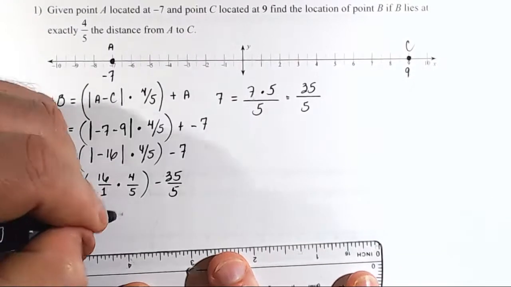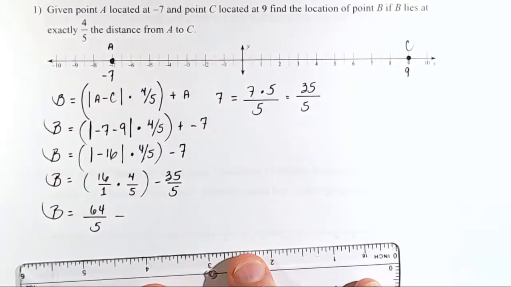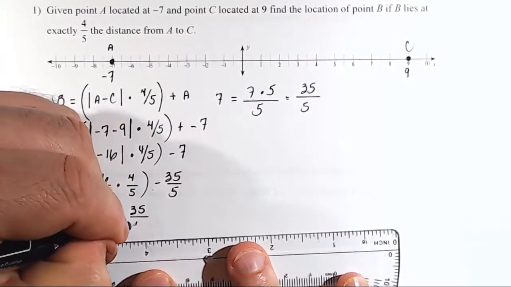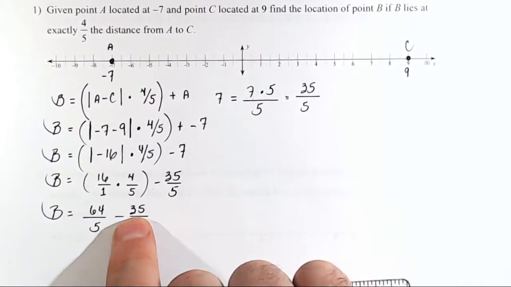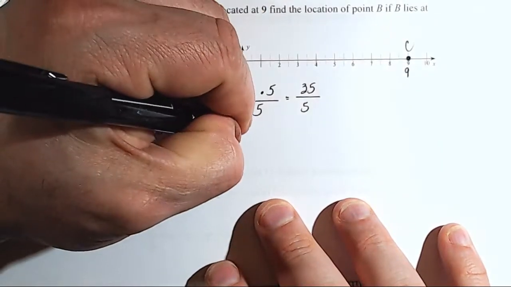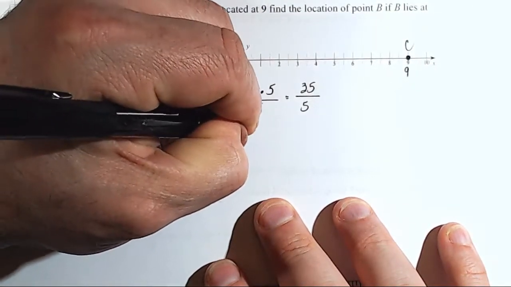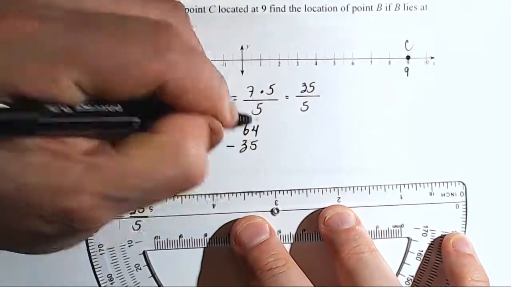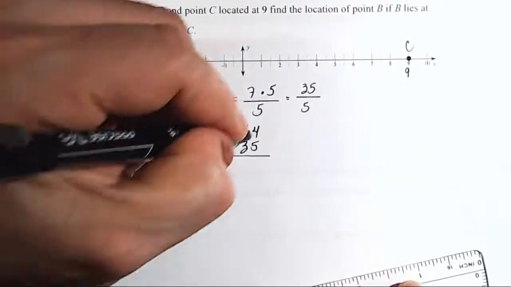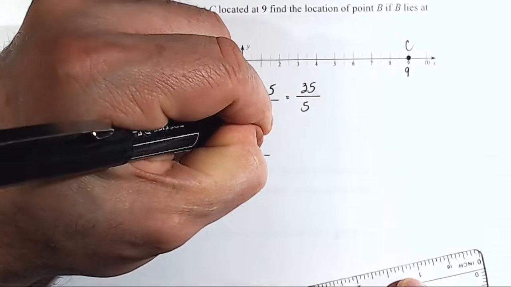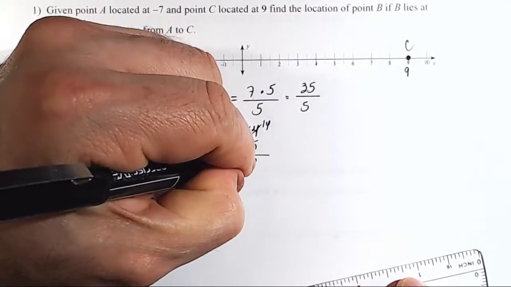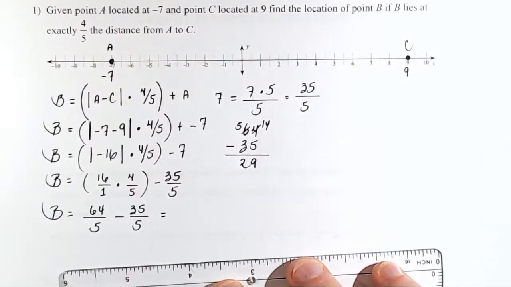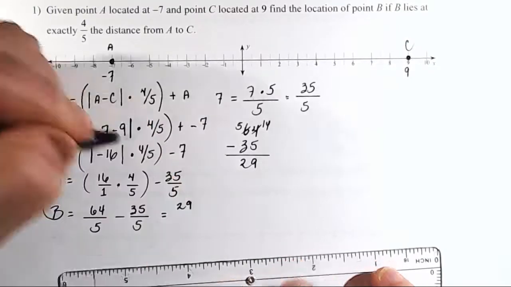64/5 minus 35/5. Now you see why we got that common denominator. So we could do this subtraction. Well, now I need to subtract 35 from 64. So we'll side work here. 64 minus 35. Okay, I'll have to borrow. 14 minus 5 is 9. 5 minus 3 is 2. Okay, so this equals 29/5.